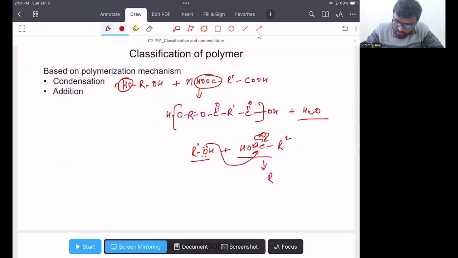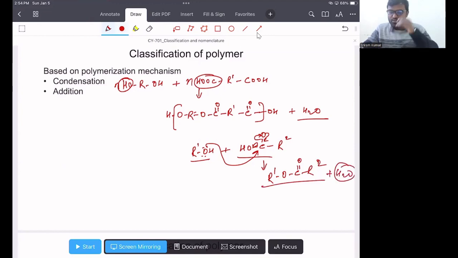the formation of R prime O R2. In this case there is the release of a small molecule, that is water, and because of this we classify this kind of reaction as a condensation reaction, where a small molecule comes out as a byproduct. So based on the mechanism of the polymerizations, we can classify this one as condensation polymerization reactions.